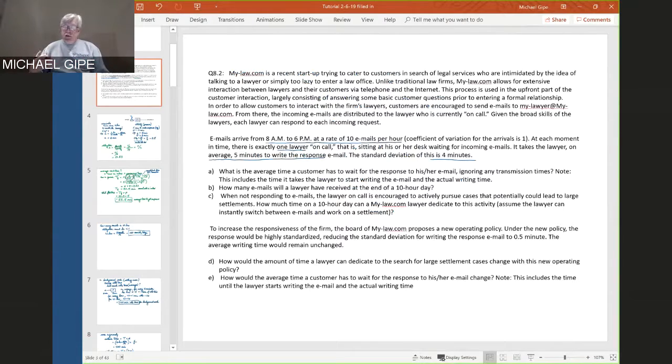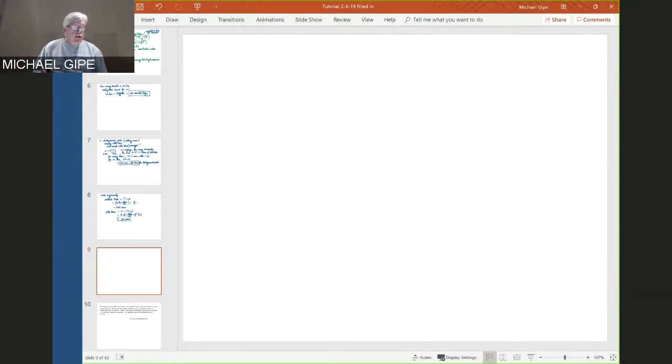But by doing that, the idea is that if you reduce the variation in the time that it takes to process that email, what impact will that have? Hopefully it'll have some improvement. And so two questions. With this new policy, will the amount of time the lawyer can dedicate for background work change, and will the amount of time the customer has to wait for the response change on average? Let's take a look. So now use standardized scripts.